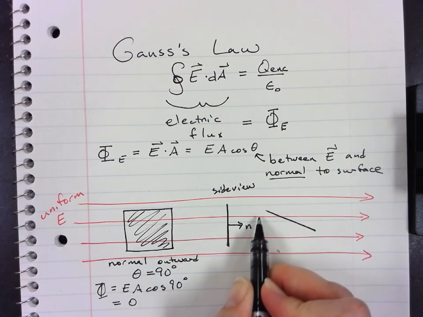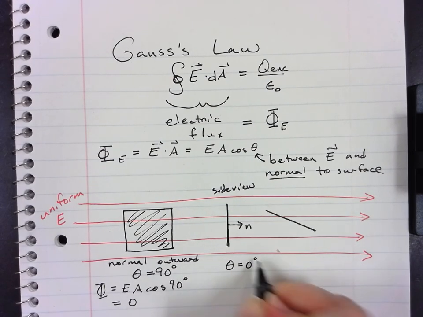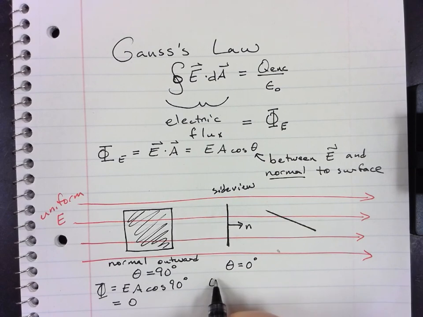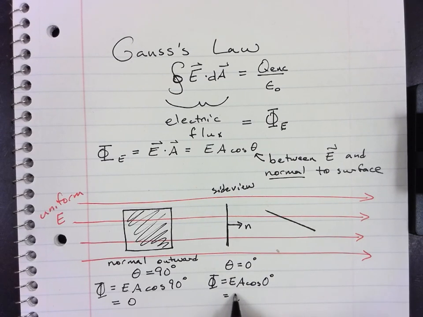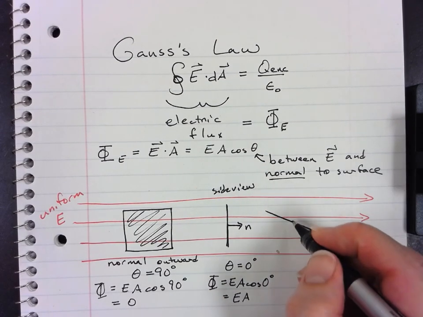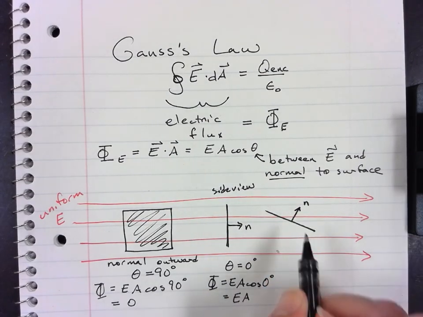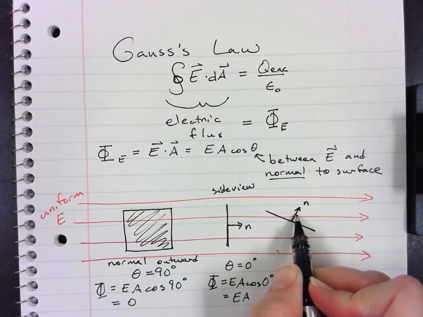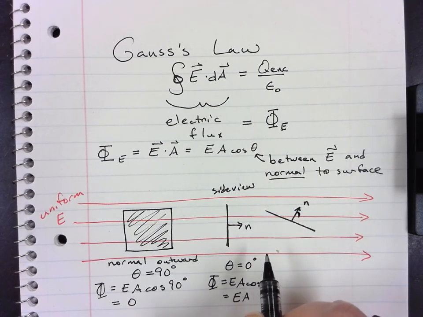Well, this normal is in the same direction of the electric field. So theta is 0 degrees. And so we'd get EA cosine 0. Cosine of 0 is 1. So we get a lot of flux here. And then here, we would draw the normal like this. And we need the angle between the normal and the field. So we need this angle right here.